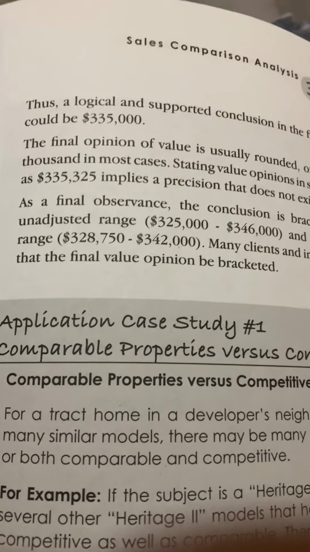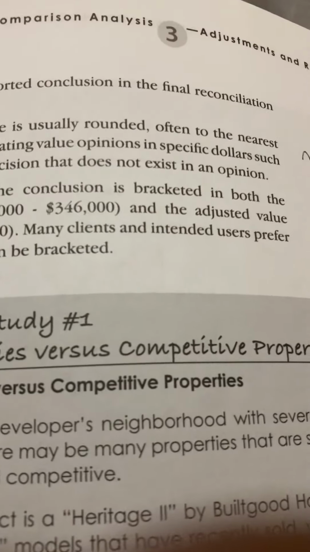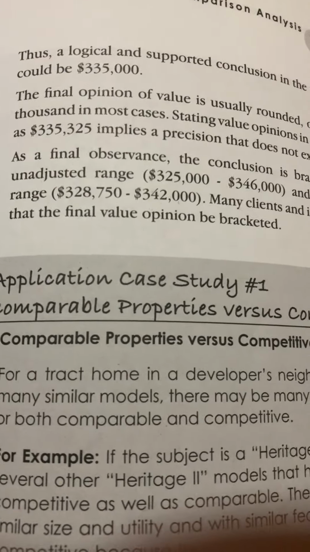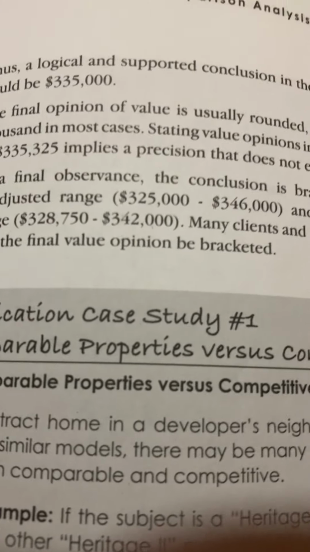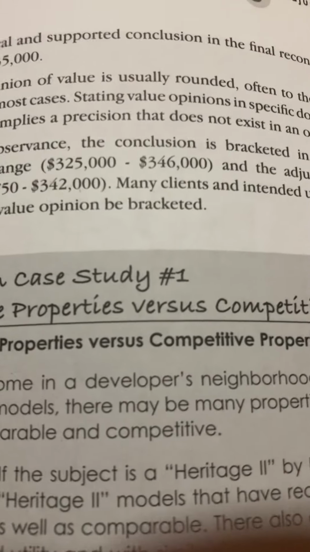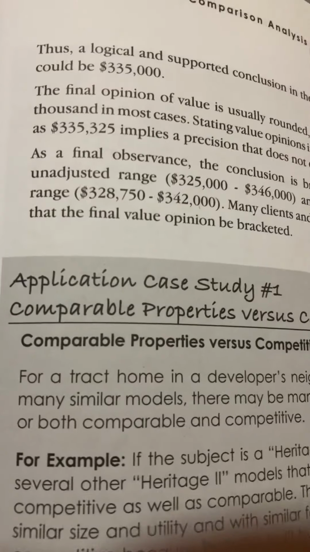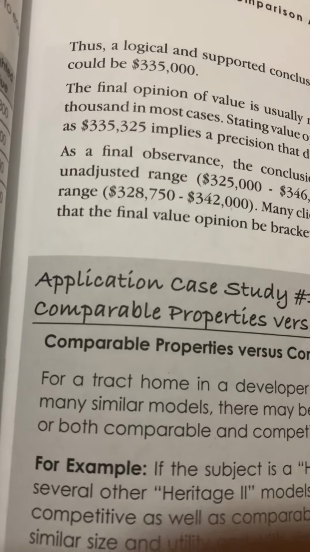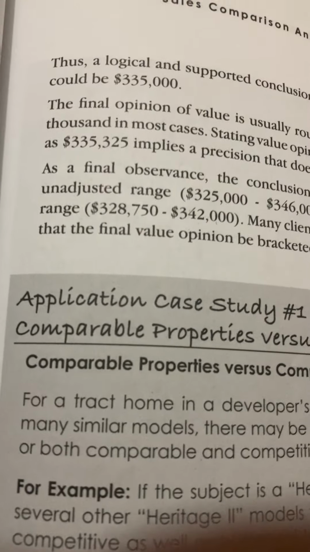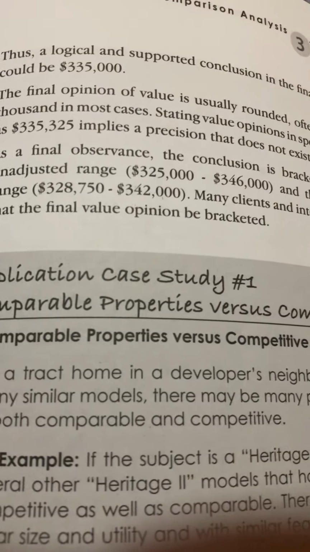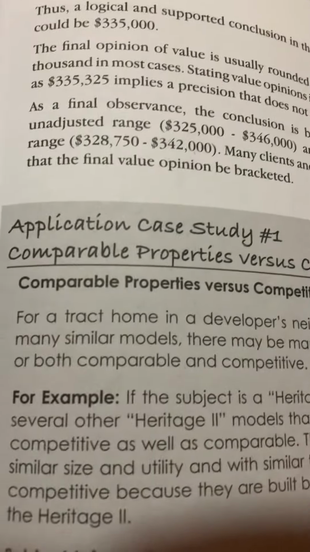As a final observance, the conclusion is bracketed in both the adjusted range, $325,000 all the way to $346,000, and the adjusted value range of $328,750 to $342,000. Many clients and intended users prefer that the final opinion be bracketed.